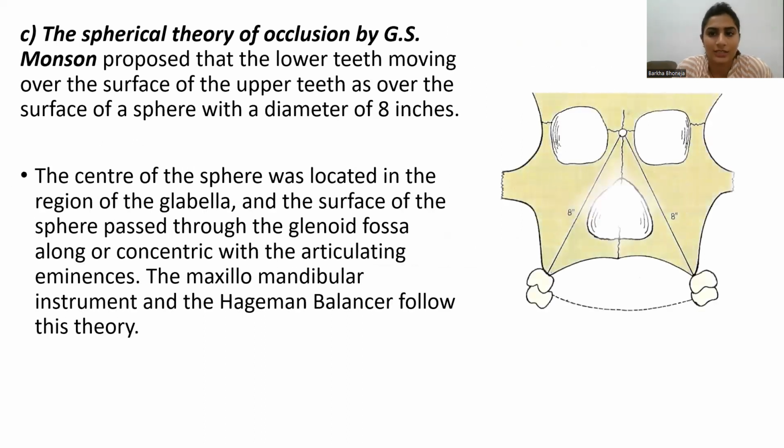The last theory is the spherical theory of occlusion by G.S. Monson. As stated before in the lectures, the lower teeth move on the surface of the upper teeth as over the surface of a sphere with a diameter of 8 inches, with its center at the glabella. The center of the sphere was located in the region of the glabella, and the surface of the sphere passed through the glenoid fossa along the centric with the articulating eminences. The maxillomandibular instrument and the Hagman balancer follow this theory.